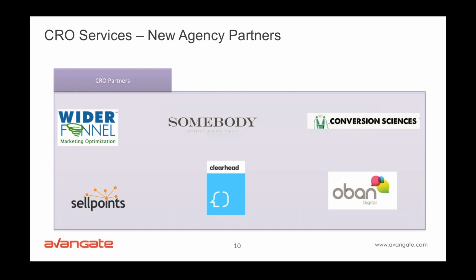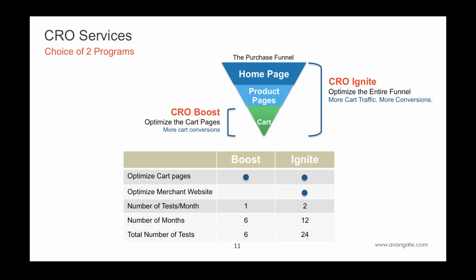Just to understand what the pieces involved in conversion are, when we say conversion rate optimization, what does that really mean? It really means two big buckets. So you have two programs. One program looks at the entire funnel from soup to nuts, from your homepage to product pages to cart, looking at the entire purchase funnel, and we call it the CRO Ignite program. That helps you cast the broadest net you can with your traffic and conversions.